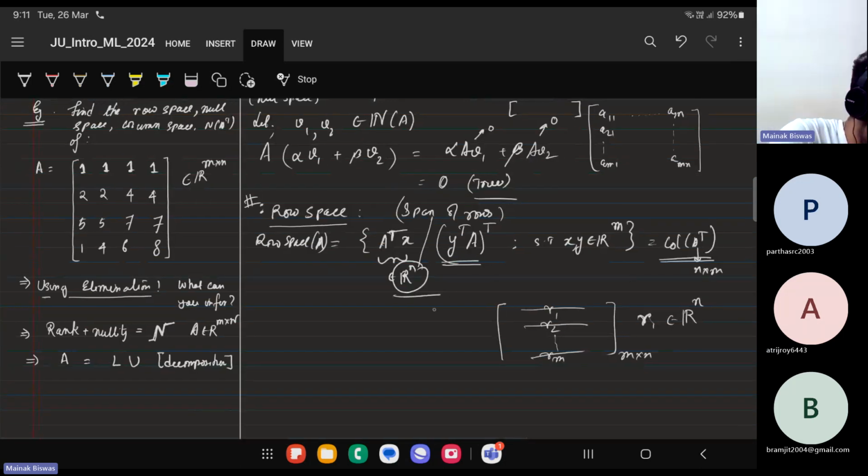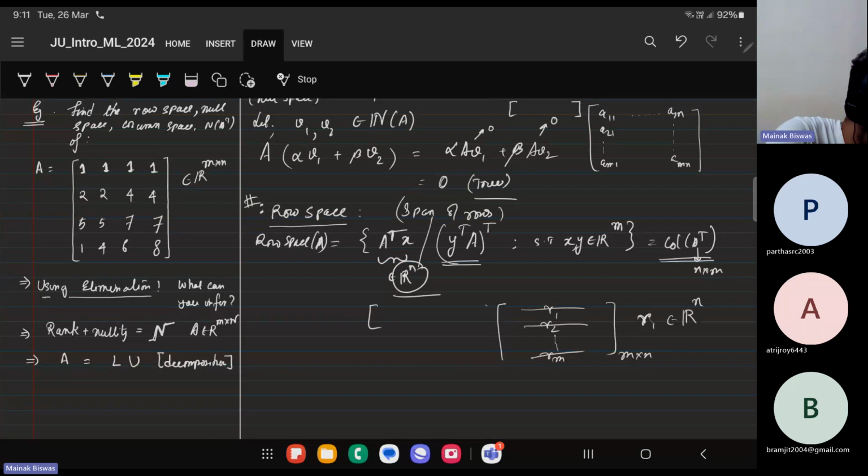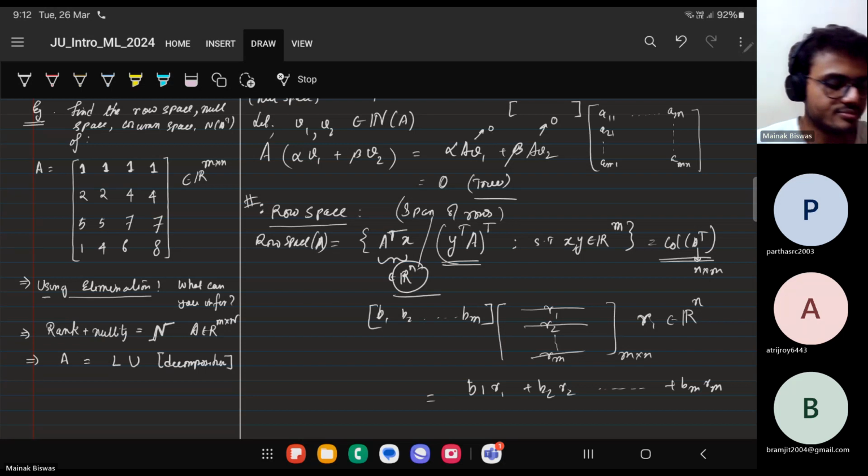So on the right hand side, if I were taking linear combination, I was converting into linear combination of columns. If I do a left multiplication, say b1, b2 dot dot dot bm, it will be b1 r1, b2 r2, dot dot dot bm rm, right?